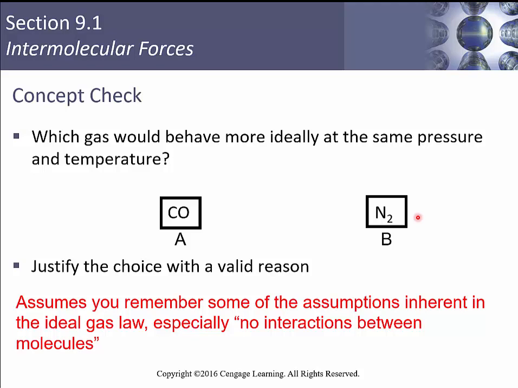Okay. You should have picked nitrogen, because nitrogen is going to be a nonpolar molecule. Carbon monoxide is going to have a partial positive on the carbon and a partial negative on the oxygen, which means it's going to be able to undergo dipole-dipole interactions, which means it's going to have stronger forces of attraction, which means it's going to deviate from the ideal gas law.